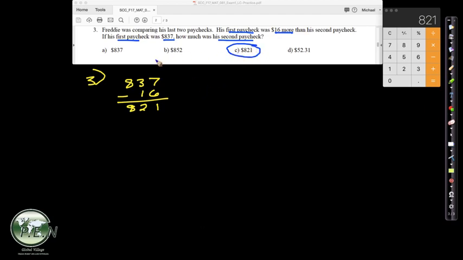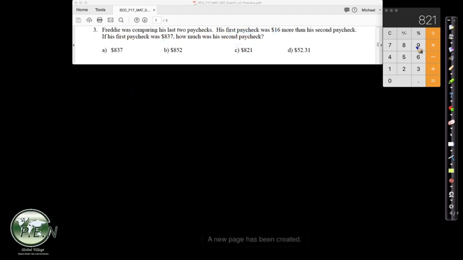I think the closest other one some people may check is the 852, because you would add the 16 because you see the "more than" and you think of addition. If we had the second one, we'd add the 16 to get to the first, but they gave us the first, so we have to subtract. Okay? Let's keep on rolling.